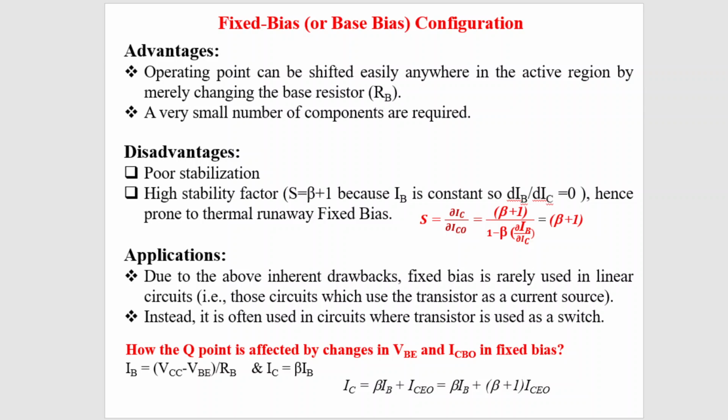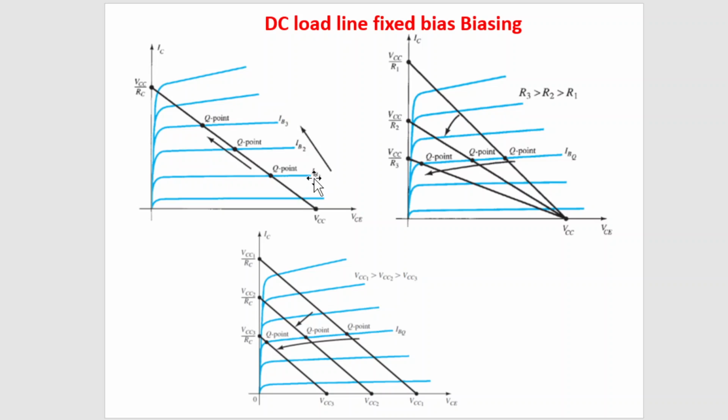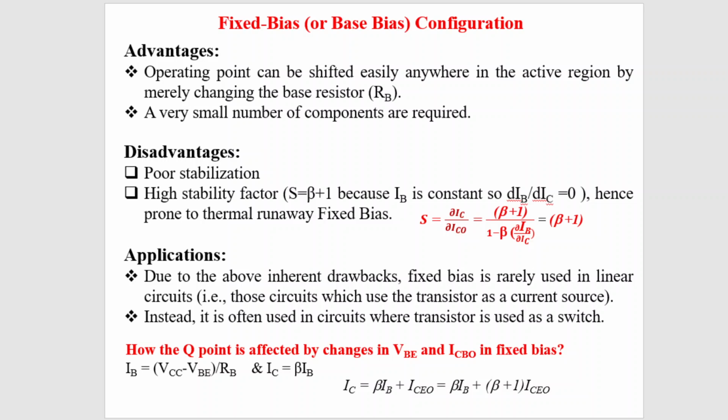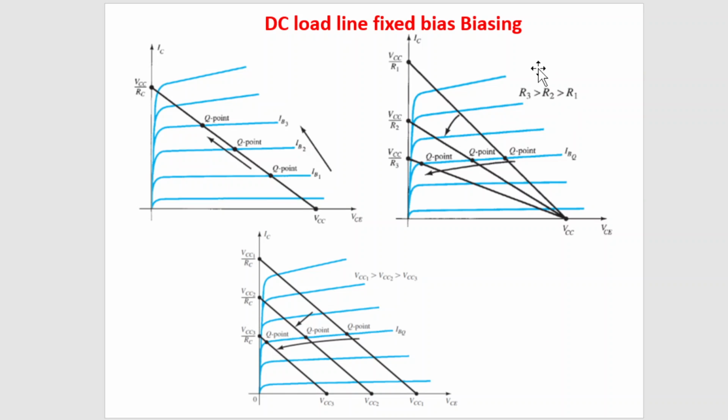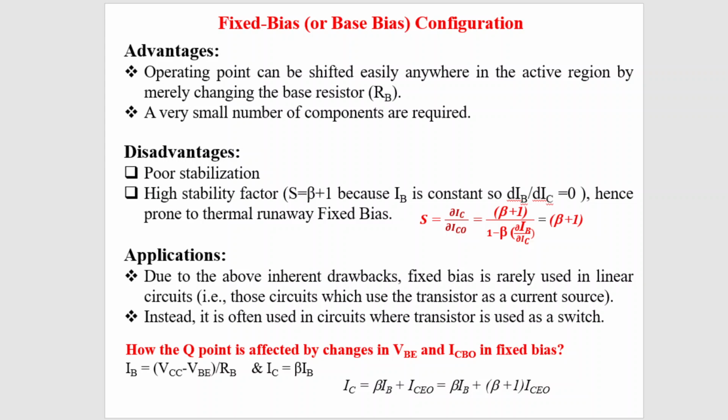As I discussed here, if you change the base resistance, that means you are changing the base current. So you can change the Q point in the active region from cutoff up to the saturation point, from anywhere in the active region. Okay, so this is one advantage. You can even change the Q point by changing the collector resistance and the DC power supply also. So you can change that. You have the advantage of doing this.